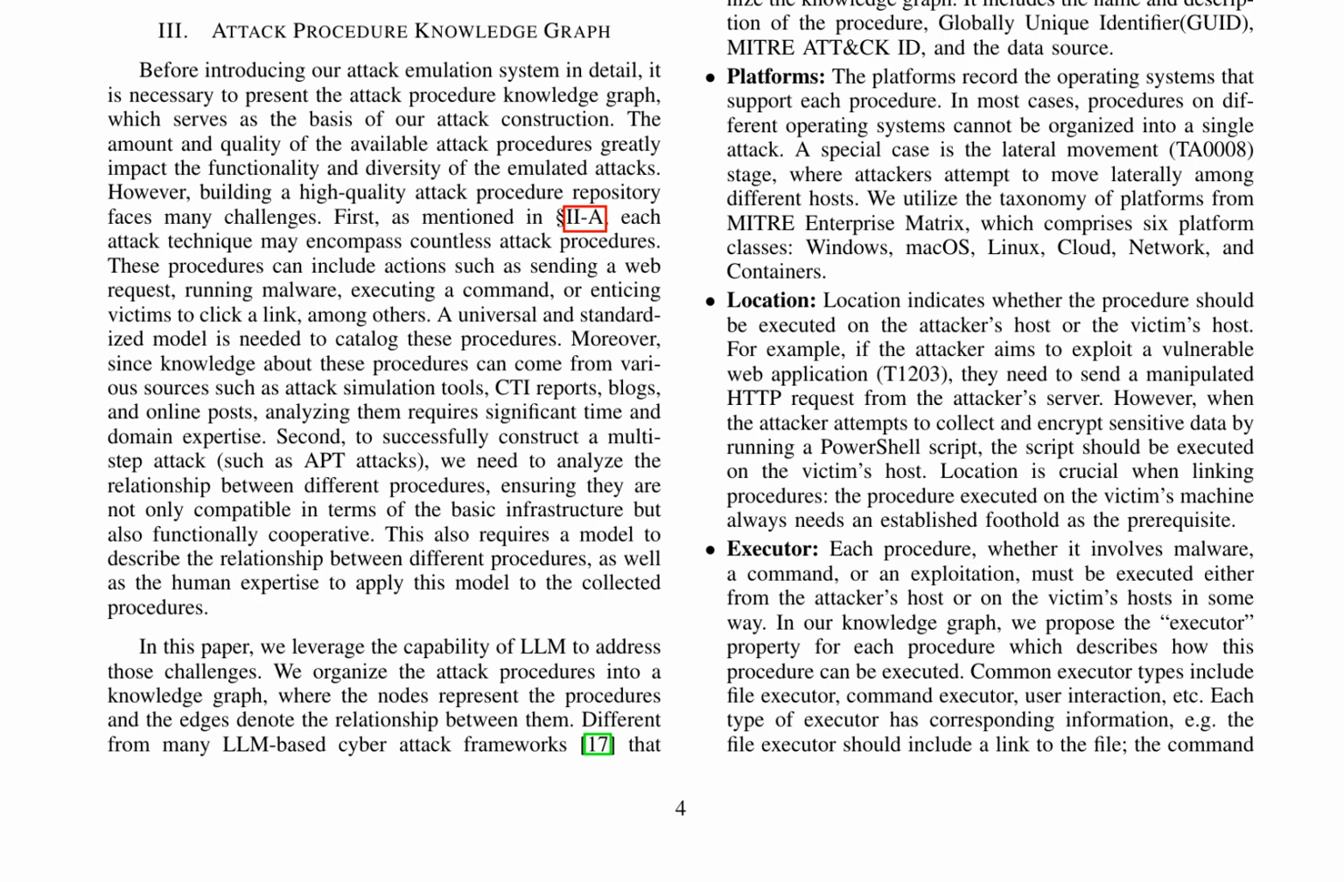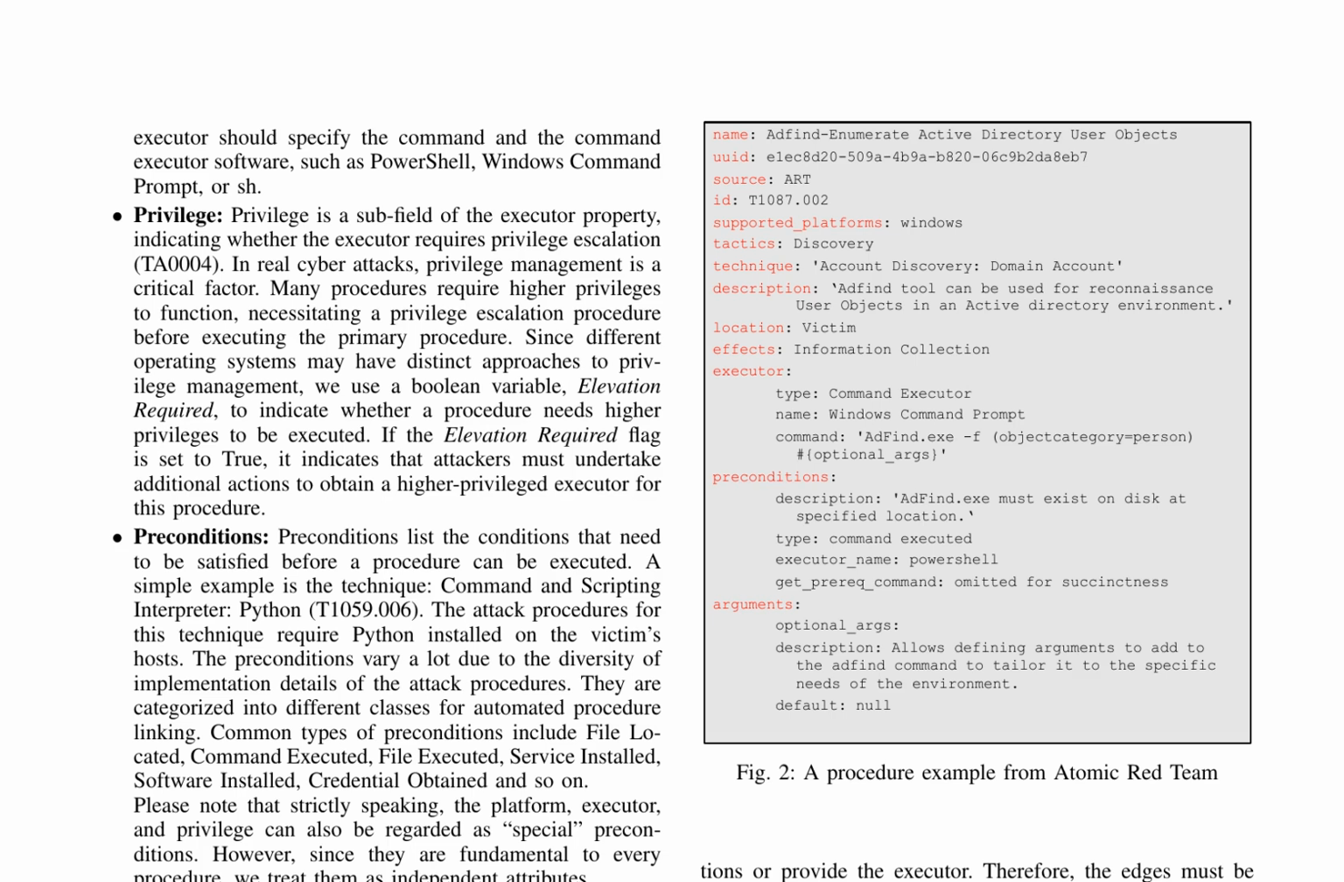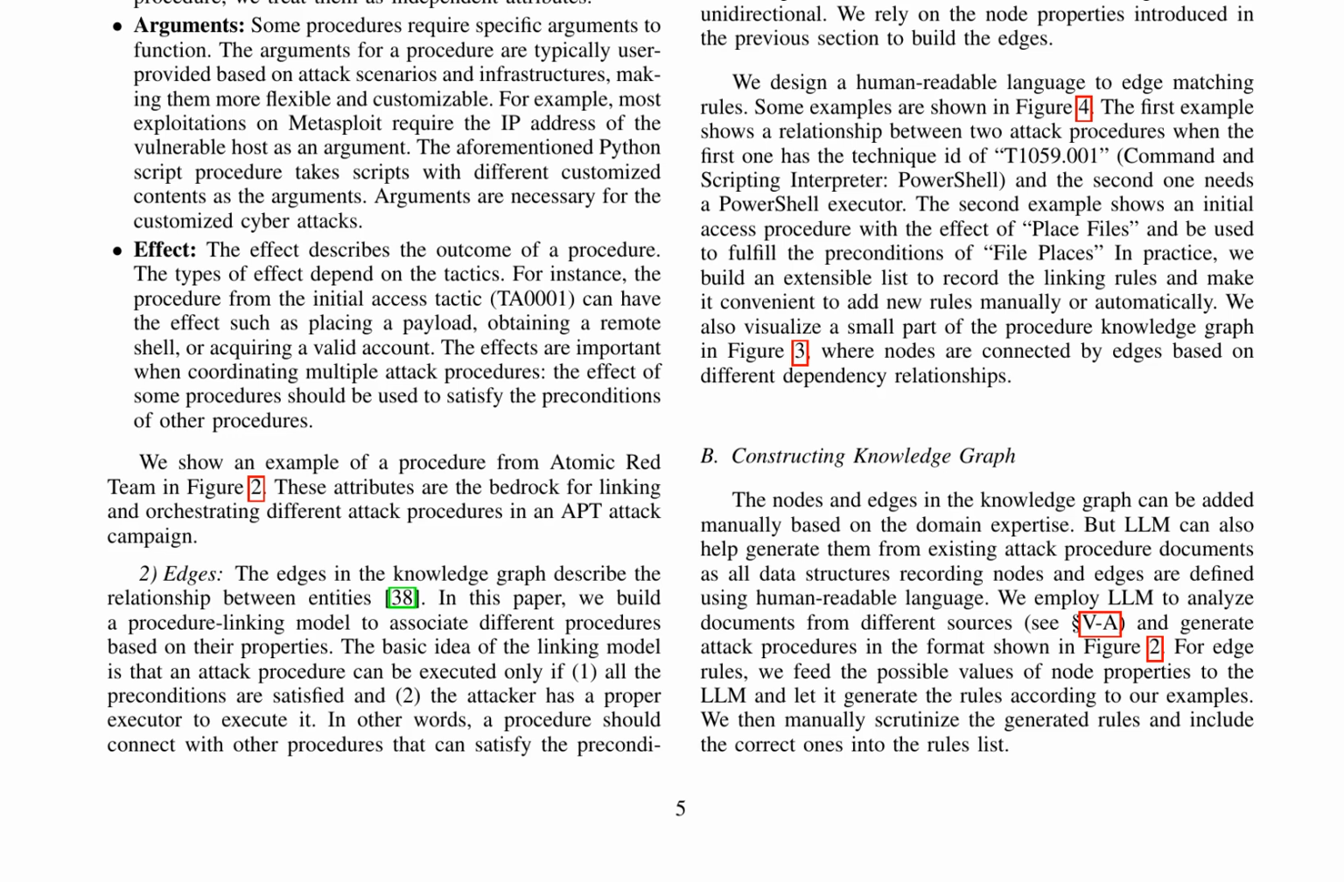The paper also introduces the design of the knowledge graph, including nodes and edges, and demonstrates how to build it using LLM. The research discusses the development of an automated end-to-end cyberattack construction system, AURORA, which leverages the attack procedure knowledge graph to construct attack playbooks and configuration files. AURORA consists of four main components: report analyzer, emulation planner, infrastructure builder, and attack executor.